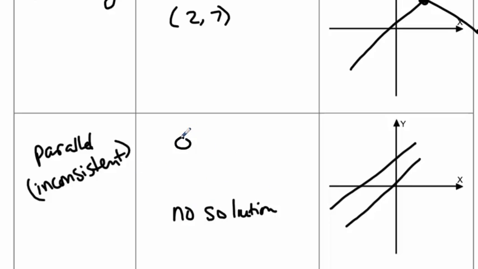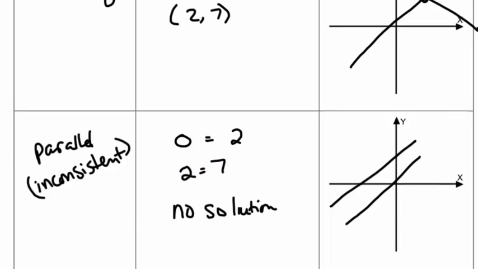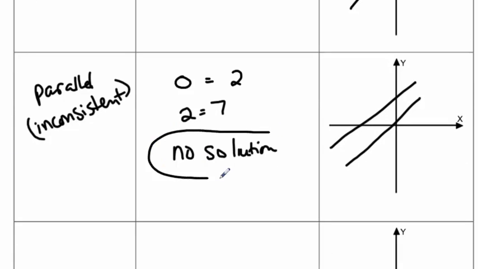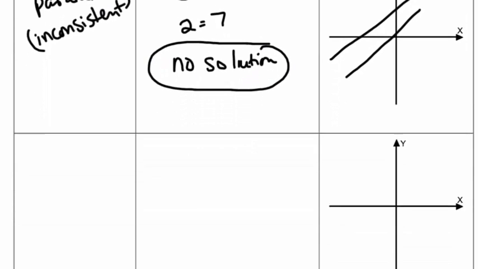The next case is parallel or inconsistent. A parallel or inconsistent system is a set of 2 lines that don't cross, so the answer is no solution. And you know that you have no solution if your answer turns out to be like 0 equals 2 or 2 equals 7. It's something that is not true. That will give us no solution and will indicate that the lines are parallel or the system is inconsistent.